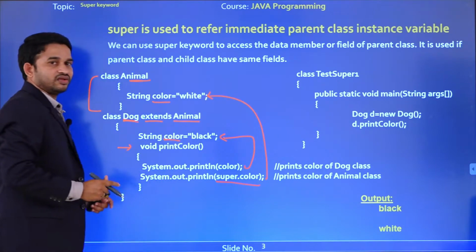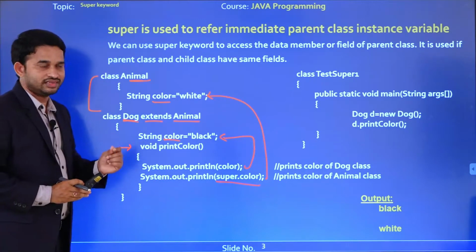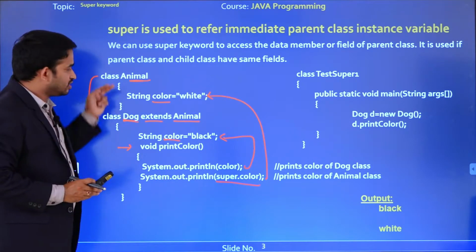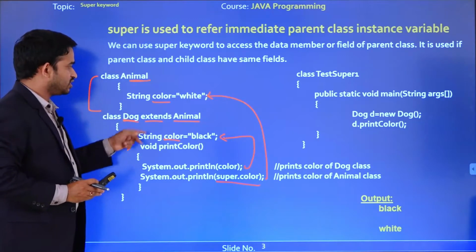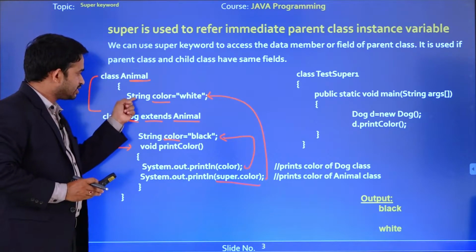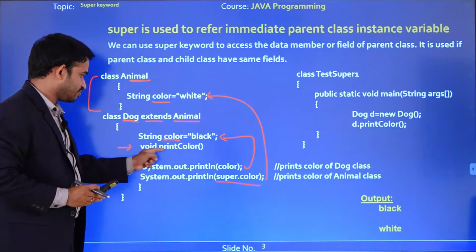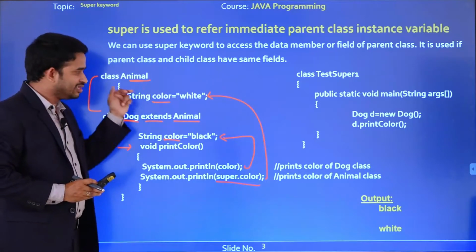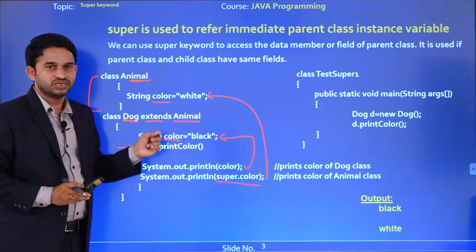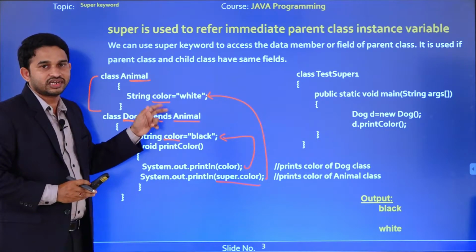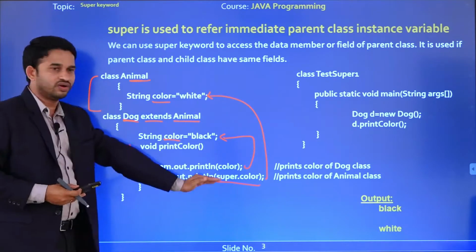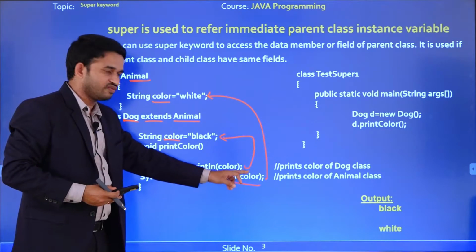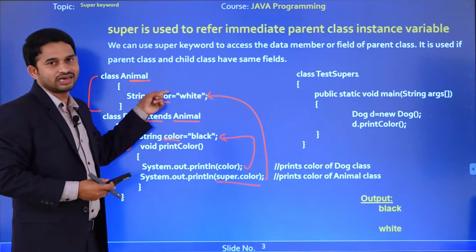This one. Here one important key point is, we have two classes, and in the two classes we are using the same variable, right? Here String color, here also String color. The variables are the same, but the data is different. In this case, the super keyword is used to print both variables' data of different classes. If you use super with that variable, it refers to the immediate parent class variable.